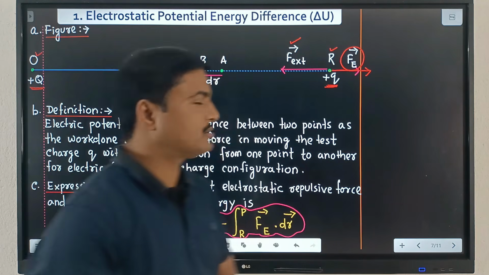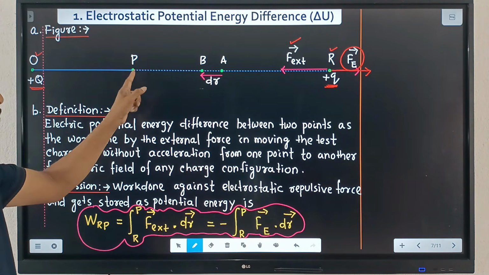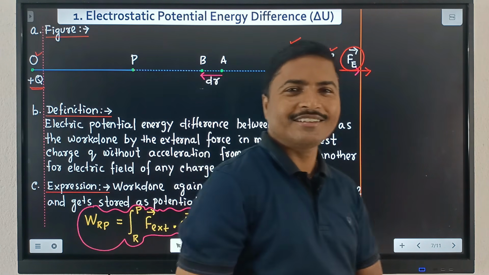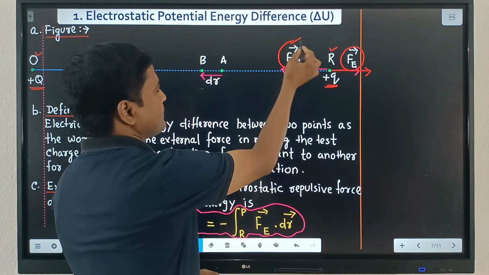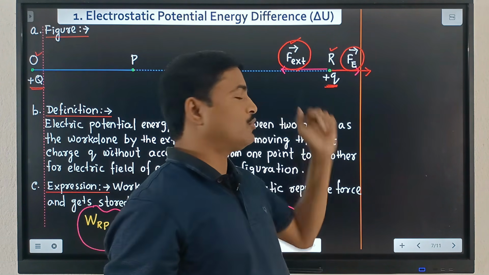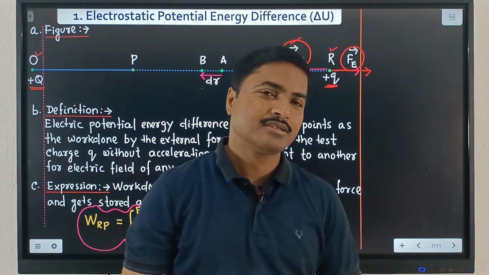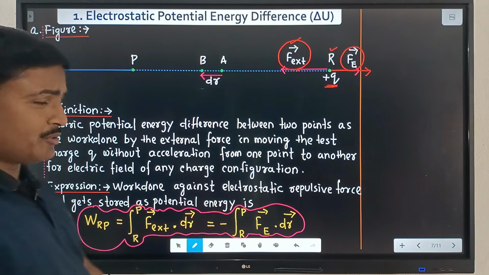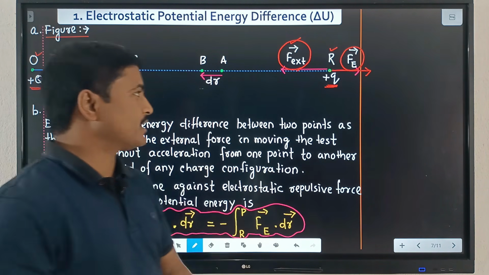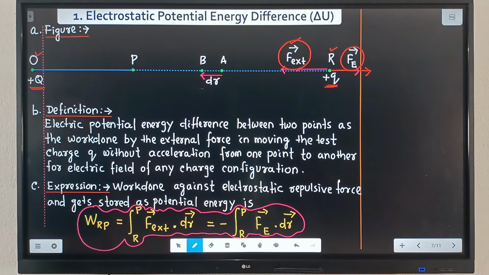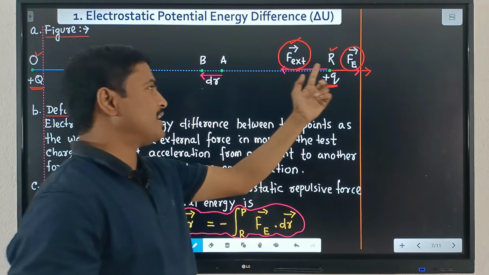If the test charge moves from point R to P, work is done. Work is done by this external force, and this work done by the external force is stored as potential energy. This work done is known as the potential energy. Here we take 2 points. R point is the initial point and P point is the final point, and the body moves from point R to P.